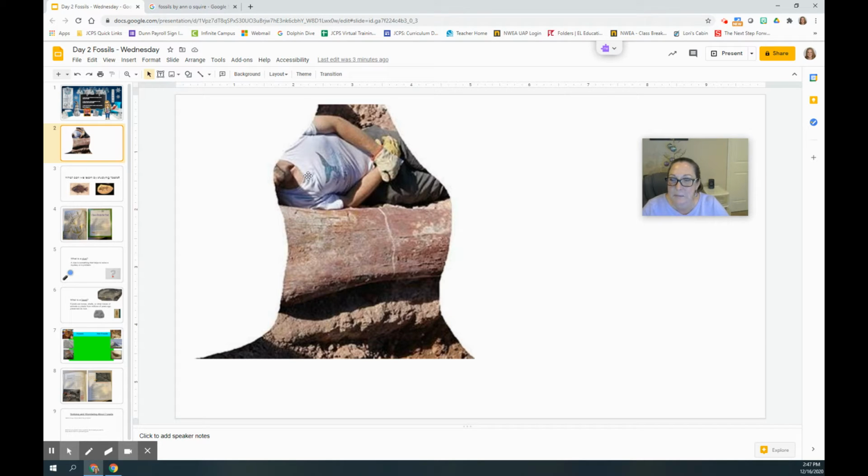I think I see a man maybe lying on the ground. And I see something big next to him. Maybe it's a big bone? I don't know.